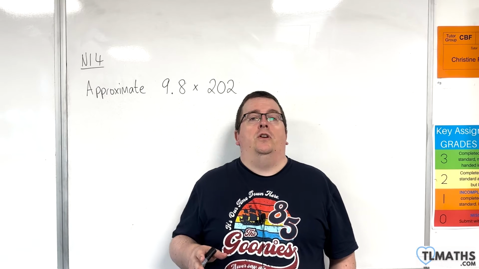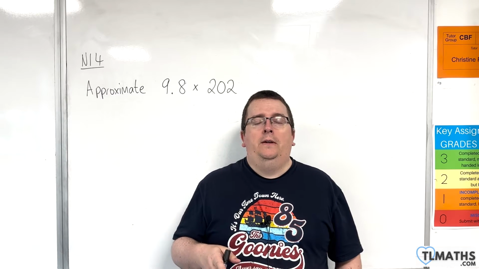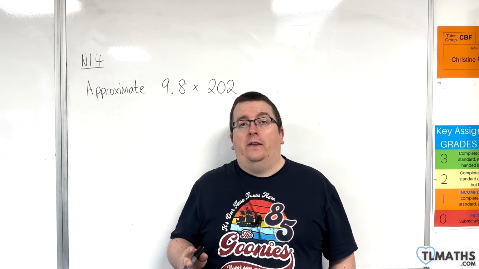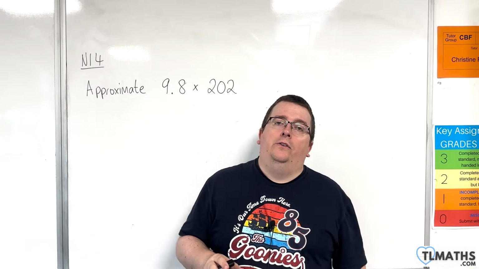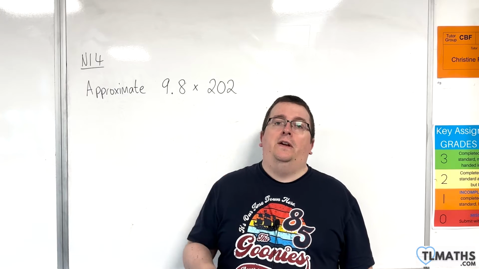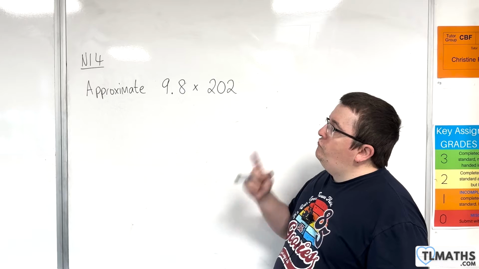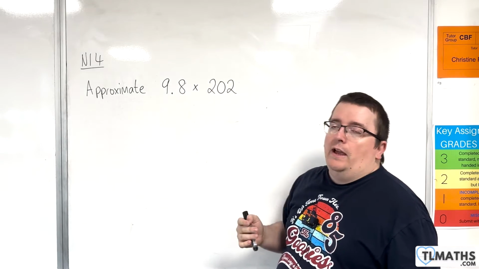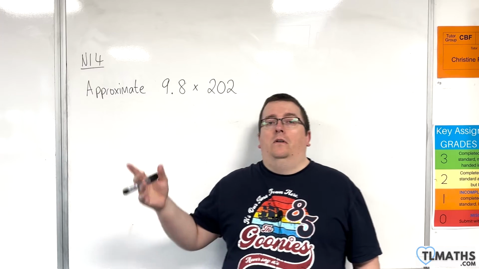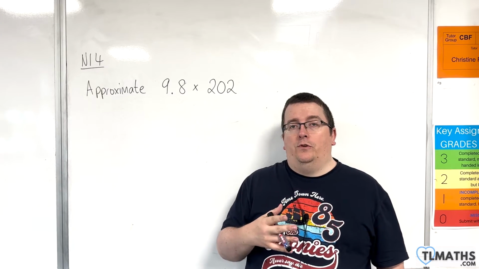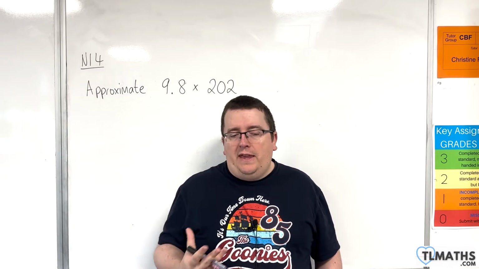Now in the rest of this section, we're going to be looking at approximating calculations. Before you do this, I would strongly recommend that you look at rounding to one significant figure first, because the idea here is that we are going to round each of the values in the calculation to one significant figure and then work the calculation through. Okay, now why would we do this? What's the end game here?